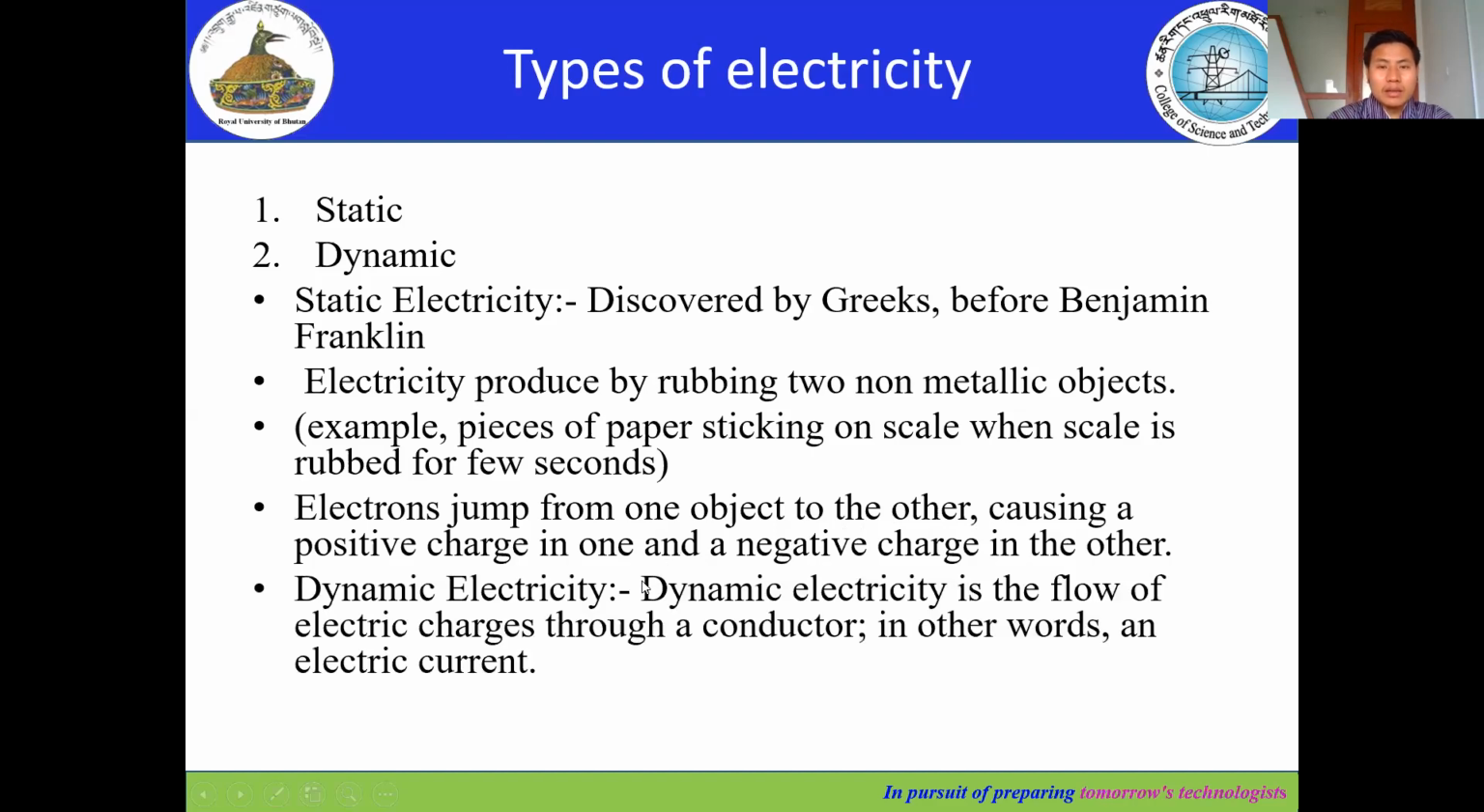The second type of electricity is dynamic electricity. It is the flow of electric charge through a conductor, or in other words, the flow of electric current. This is called dynamic electricity. Here there is a movement of the charge.